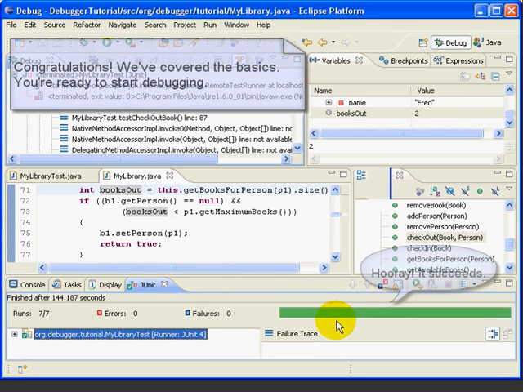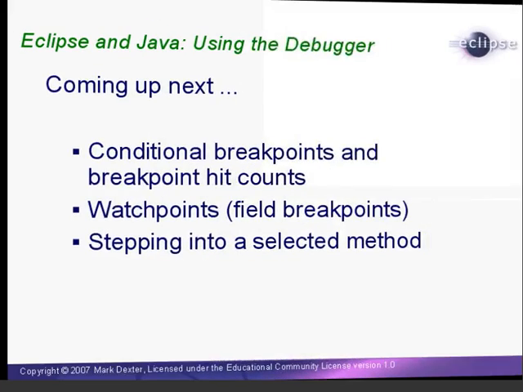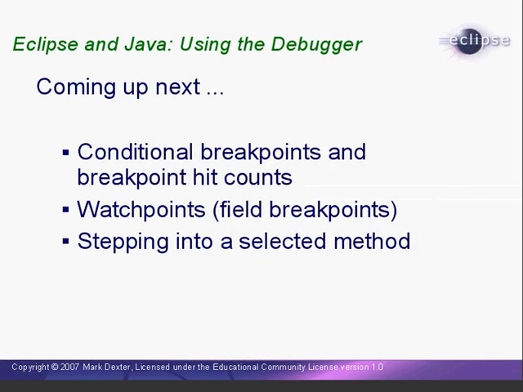At this point, we've covered everything that you need to know to start using the Eclipse debugger to debug your Java programs. If you're just trying to get started with the debugger, you can stop the tutorial at this point. In the next lesson, we'll look at some additional features of the Eclipse debugger, including more options for breakpoints and some other ways to step through our code.